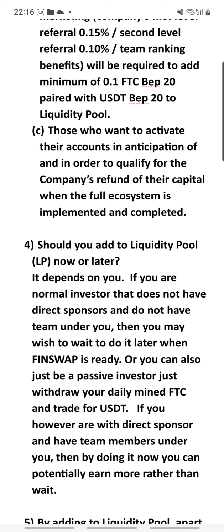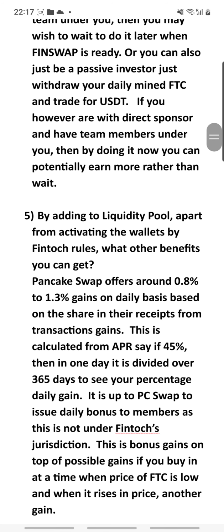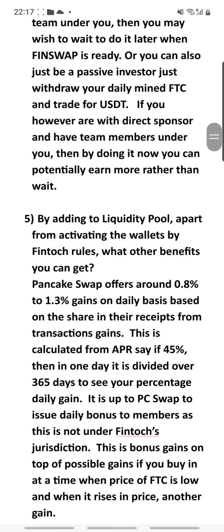If you, however, are with direct sponsors and have team members under you, then by adding the liquidity pool now, you can potentially earn more rather than wait. So this answer in question 4 sort of supports the answer earlier in question 3, right? Then question number 5 that I have listed here is, by adding to liquidity pool, apart from activating the wallets by Fintoch rules, what other benefits can you get? And so this is the answer.